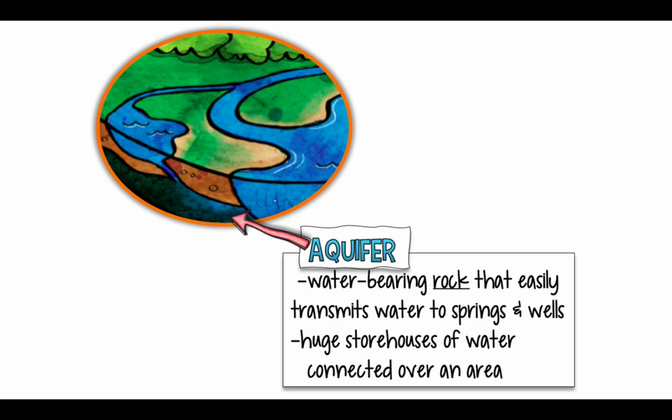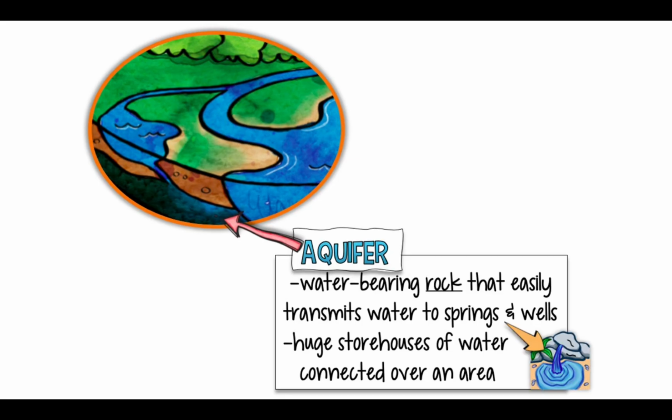And so they're essentially like huge storehouses of water connected over an area. So think of a dish sponge. If you soak that dish sponge up with water, you can then carry that water somewhere else. That's essentially what an aquifer is, but underground. And so again, this is what makes springs and wells.